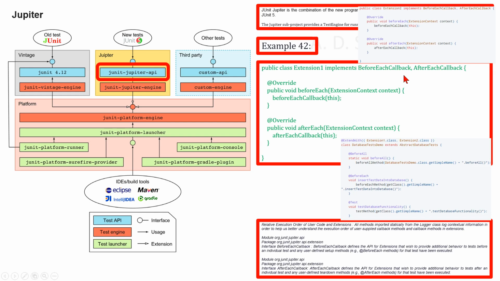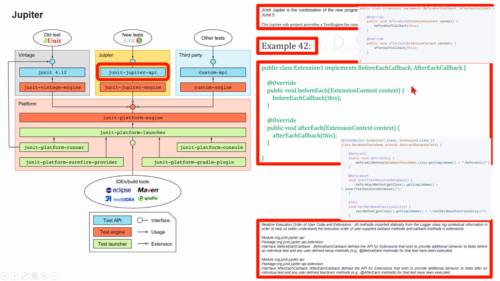BeforeEachCallback in package org.junit.jupiter.api.extension in module org.junit.jupiter.api. The BeforeEachCallback defines the API for extensions that wish to provide additional behavior to tests before an individual test and any user-defined setup methods, for example @BeforeEach methods, for that test have been executed.